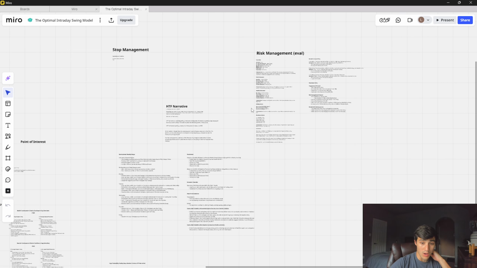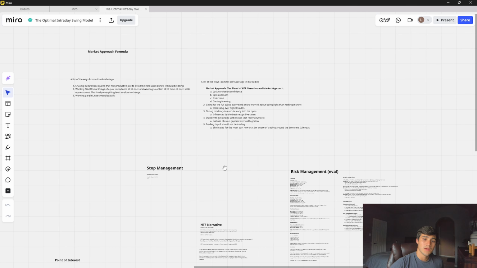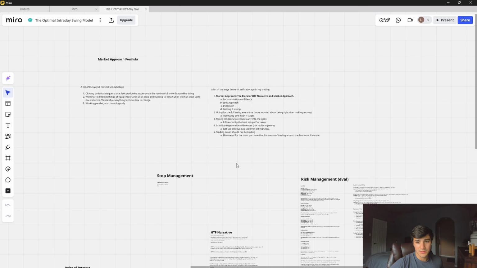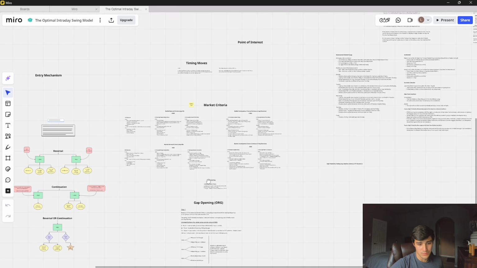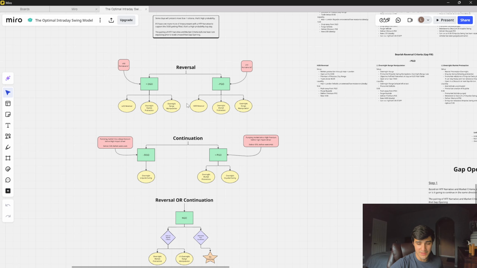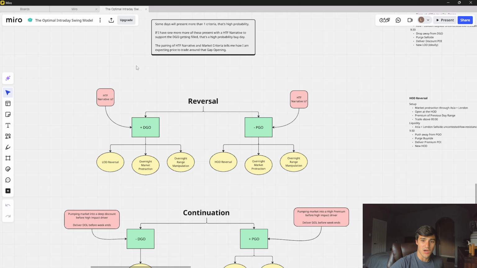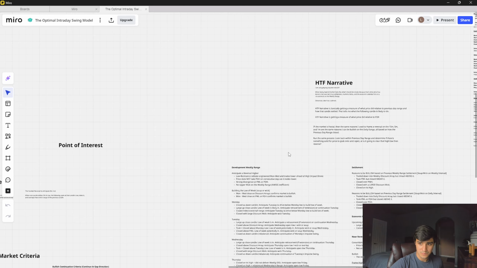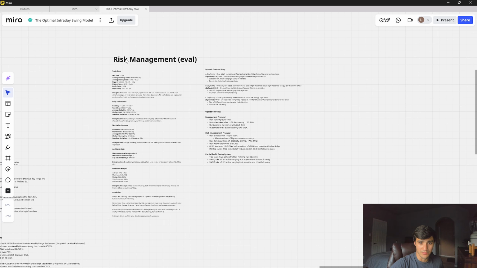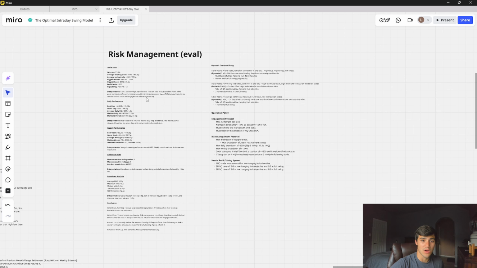So you can see that I have a lot of different points here about the model, and they're kind of all unorganized right now because I'm in the process of just collecting this information, processing it, and then putting it to a systemized format, kind of like something like this, where it's a top-down, step-by-step approach that I can just read and follow easily. So today, though, we're going to be covering risk management on the eval.